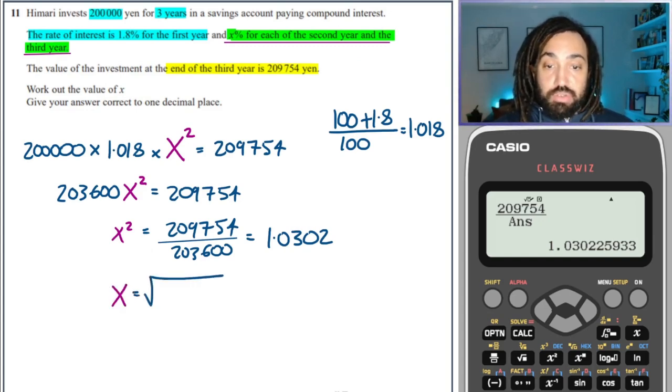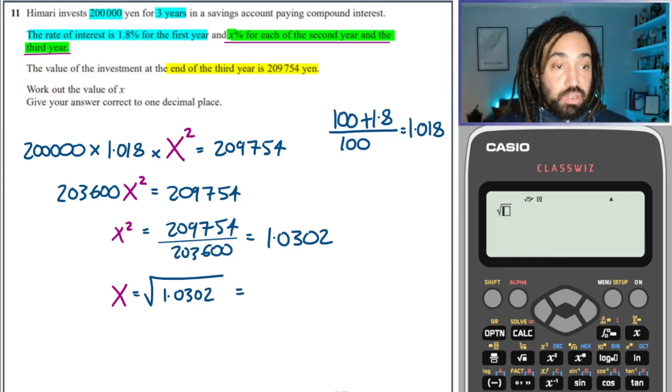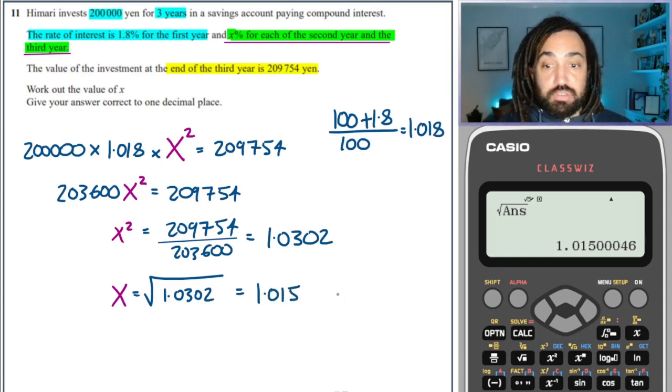Fine. Okay, so we just want x, so we need to square root. So I'm going to square root this amount. I'm going to keep it in my calculator and press square root answer because I want to make sure that I don't lose any accuracy. And I get a number which is very well rounded, which is nice because we've got loads of zeros afterwards. So for all intents and purposes, it's equal to this.